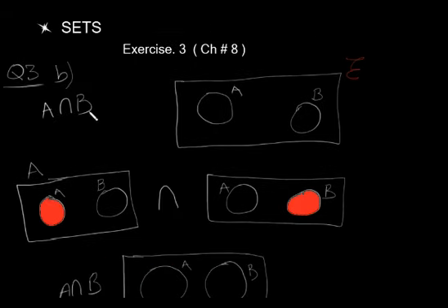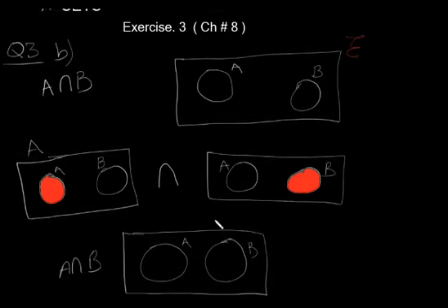In part B, it is given A intersection B. Once again, A is this shaded region, B is this shaded region. For intersection, we need to see something common to these two shaded regions. As you can see, there is nothing common between the shaded regions of these two diagrams. So it is an empty set like this one. This is A intersection B.